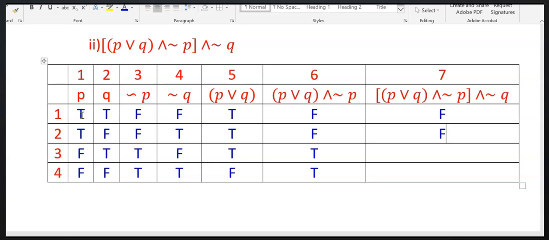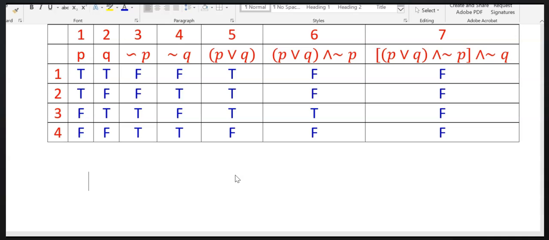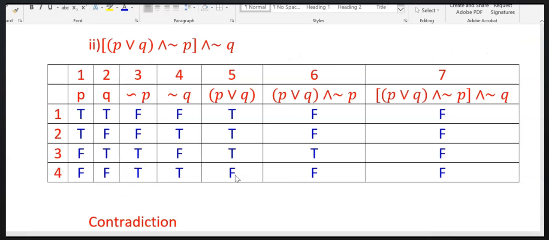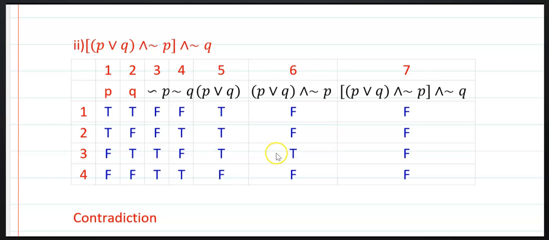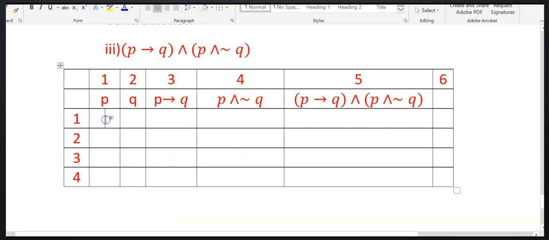Is there a mistake by me? Yes, here is a mistake, I think. We'll change it. This is the, and therefore it is a F, and hence it is a contradiction. By using the scale, you can see this and find out the answer of each column. Now next, we'll see the third one.